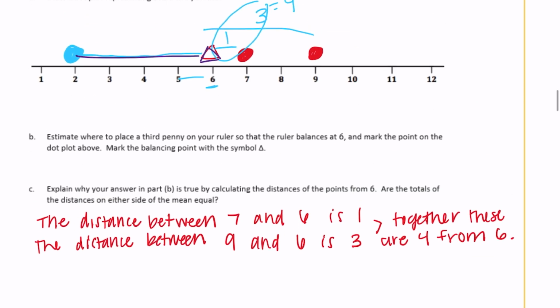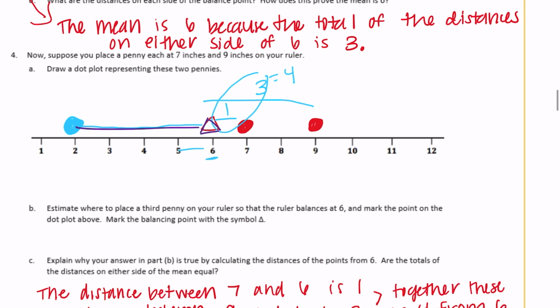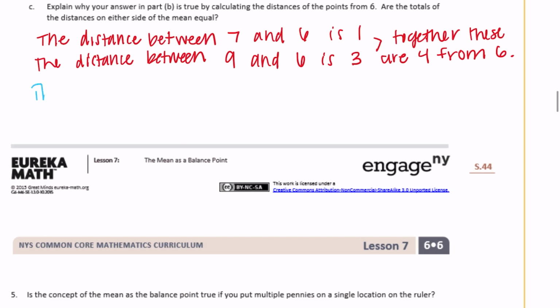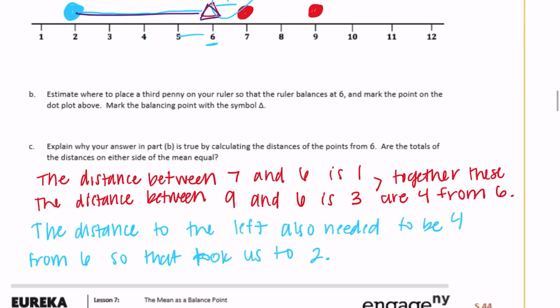So then on the other side, the distance to the left also needed to be 4 from 6, so that took us to 2. So it kind of explains what we did there. You might be able to word it a little bit better, or in a different way that makes sense to you.